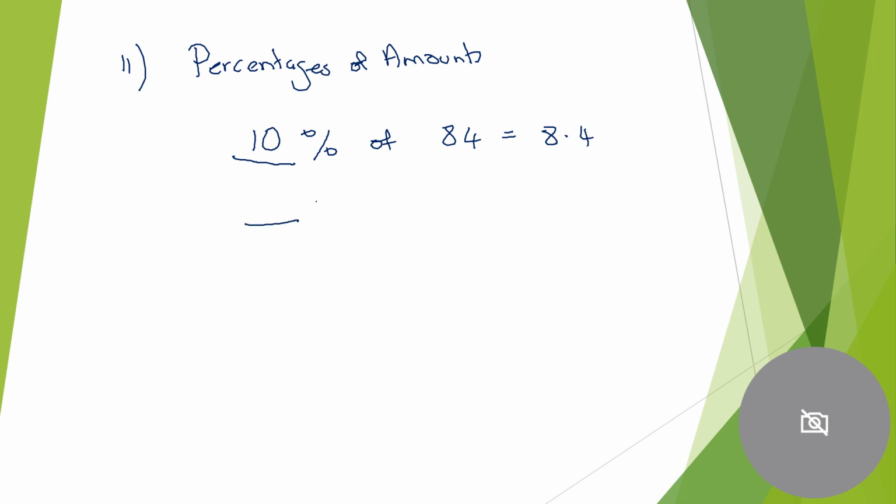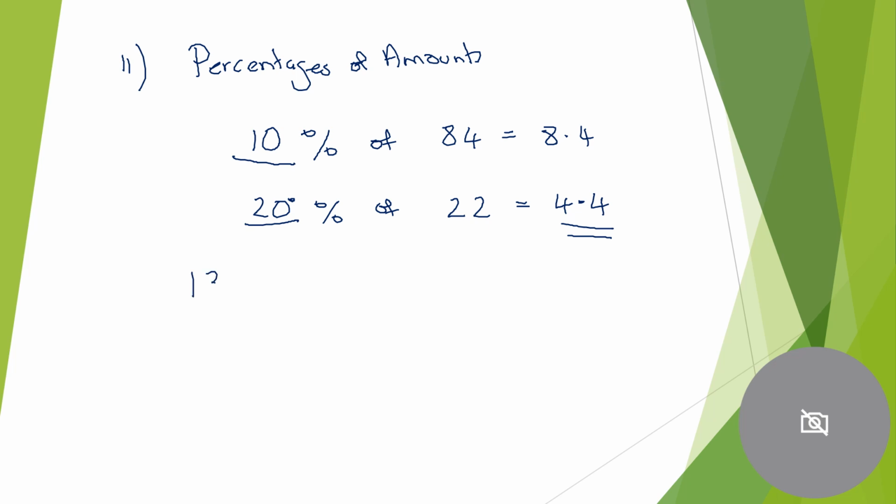Okay, what percent of 22 is 4.4? Right. Well, 10% of 22 would be 2.2. That is double 2.2, so this must be 20%. It's double 10%.